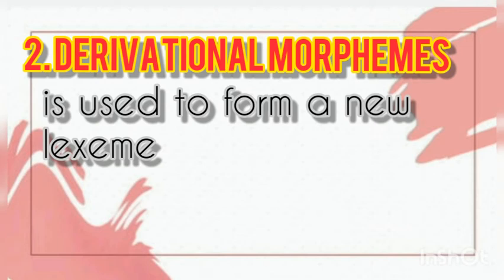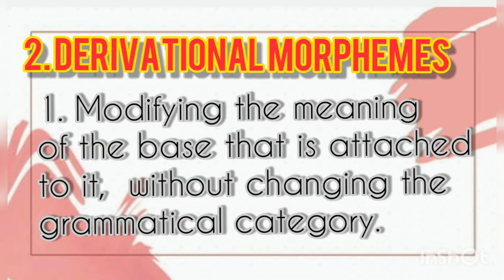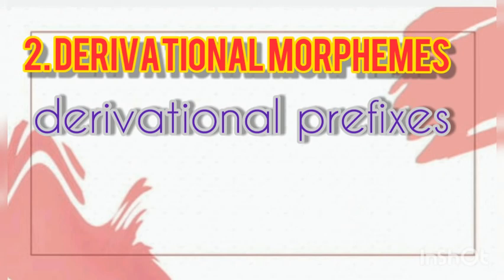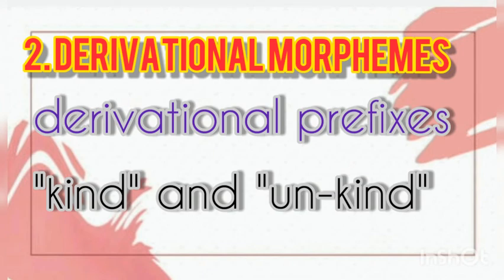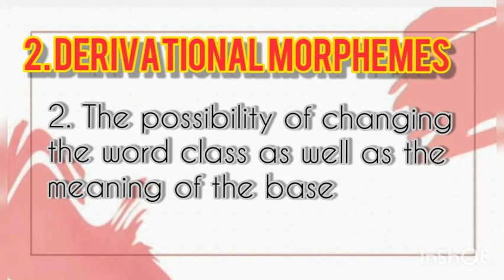Derivational morphemes are used to form a new lexeme by modifying the meaning of the base that is attached to it, without changing the grammatical category. For example, such derivational prefixes as re and un in English generally do not change the category of the word to which they are attached, as in kind and unkind, or the possibility of changing the word class as well as the meaning of the base.